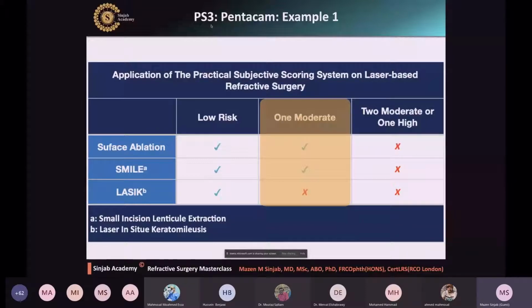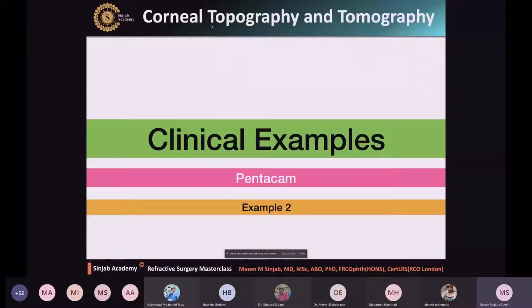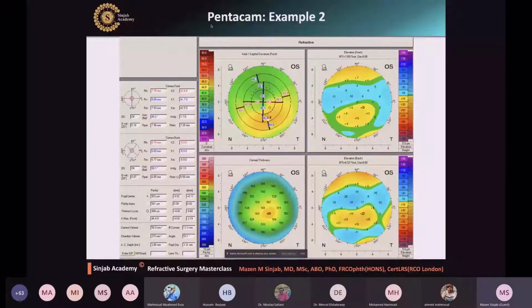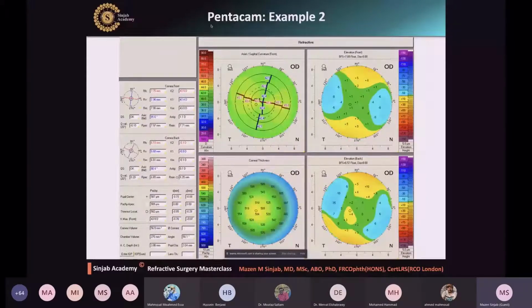Now, this is another example. This is a patient with against the rule astigmatism, but with good corneal thickness. As you see, this is against the rule astigmatism. This is right eye. Okay, now, as you see, there is something abnormal in the left eye. Okay, this is the right eye against the rule, but it seems symmetric, but this is the left eye.